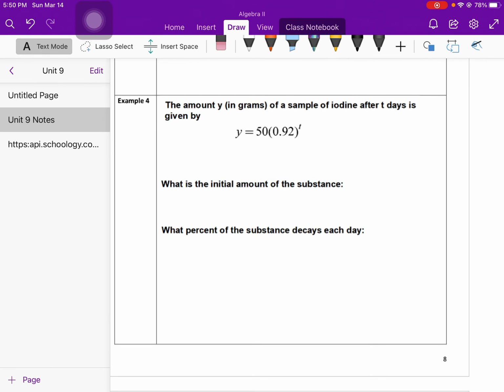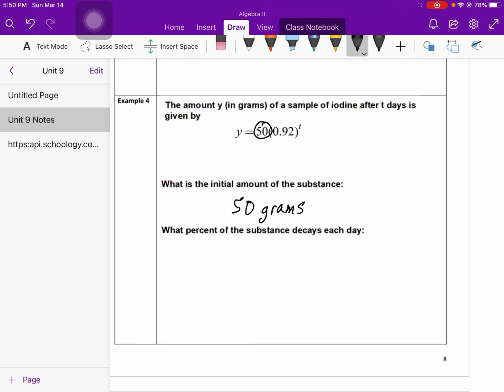Okay, the amount y in grams of a sample of iodine after t days is given by the function y equals 50 times 0.92 to the t. What is the initial amount of the substance? So for this one, it's just asking you what is the A value. It's trying to get you to identify the different parts. So 50 is our A value in this, 50 grams specifically.